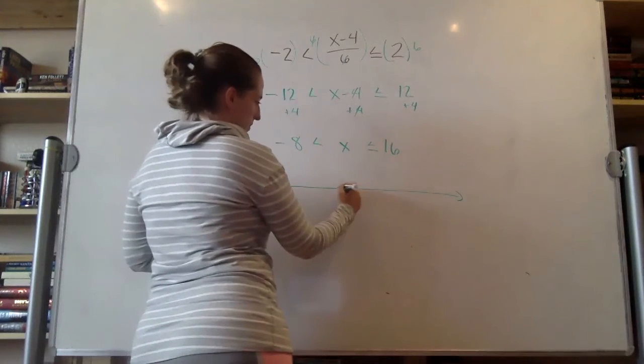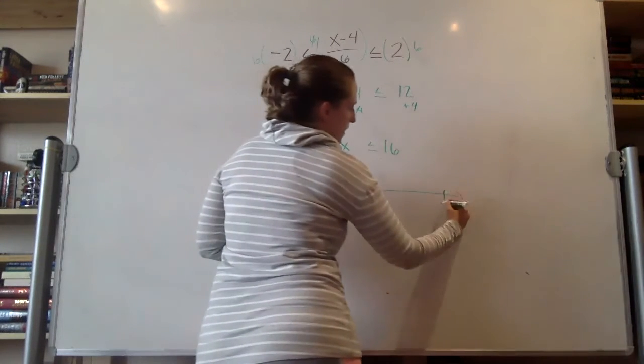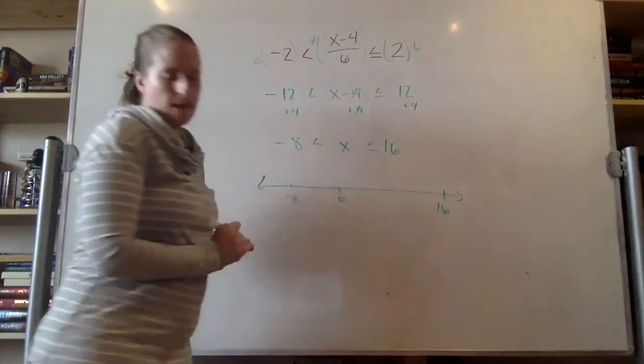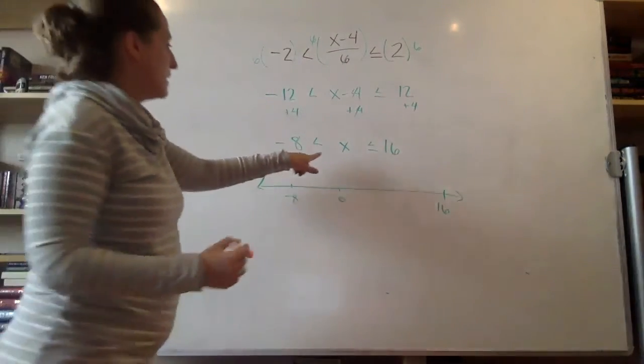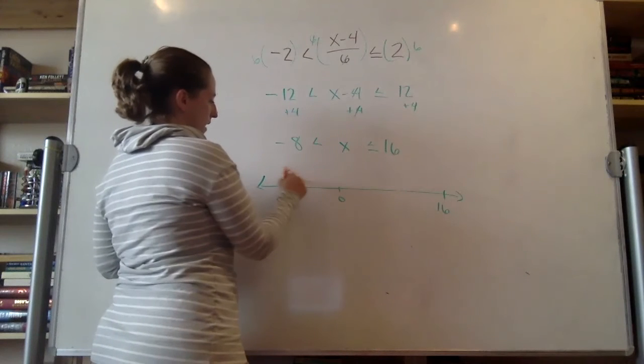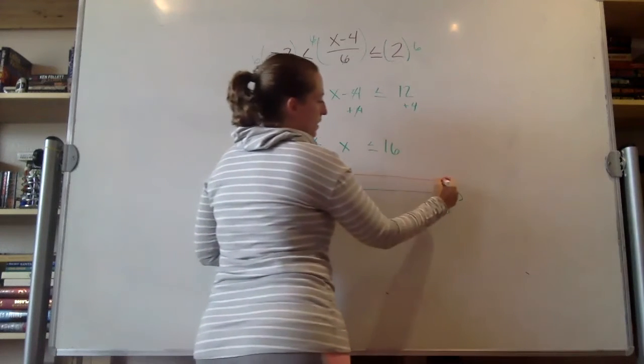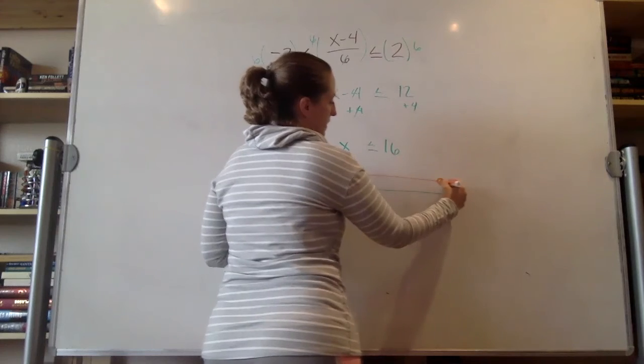So I'm going to draw a number line. Here's 0. Somewhere over here is -8. Somewhere over here is 16. Okay. And I know that x is bigger than -8. So bigger than -8, I'm leaving an open circle. Why? Because this is strictly bigger. But smaller than or equal to 16.